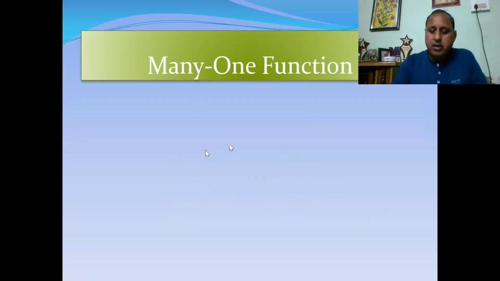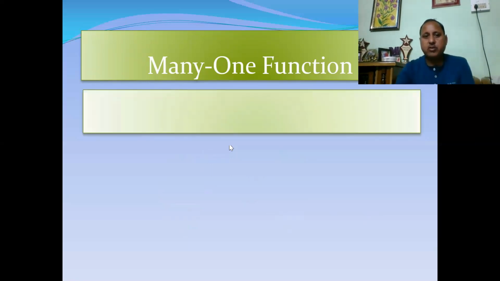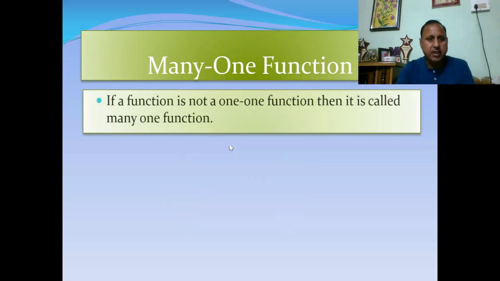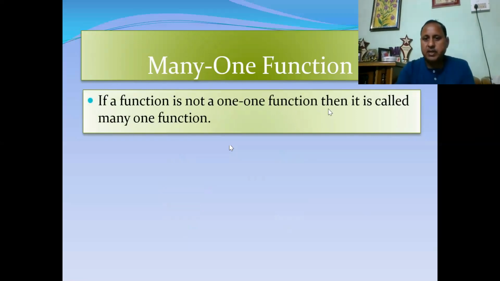Okay, now come to the many one function. In a simple way again, if a function is not one-one, then it is called a many-one function. Similarly, if a function is not onto, then it is called into. The third one is one-one. If a function is not one-one, then that is called a many-one function.